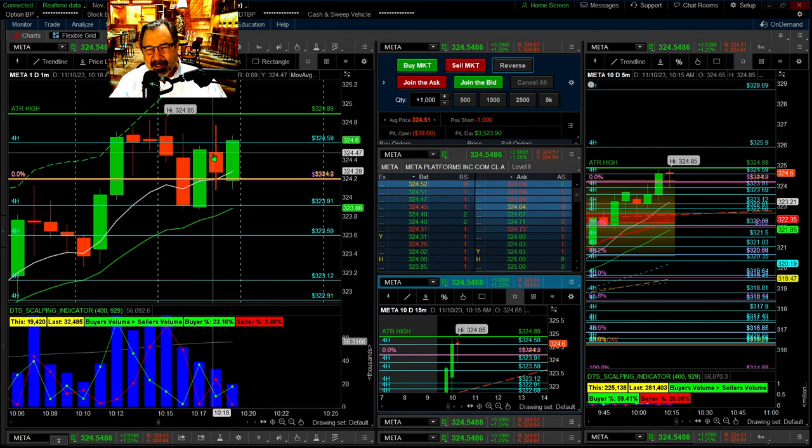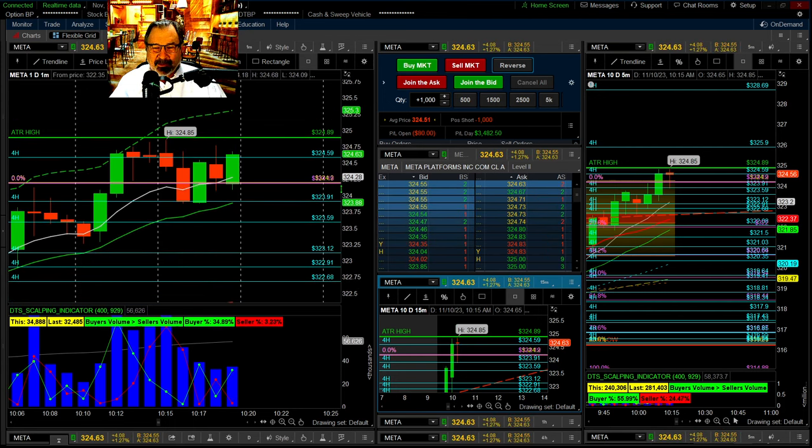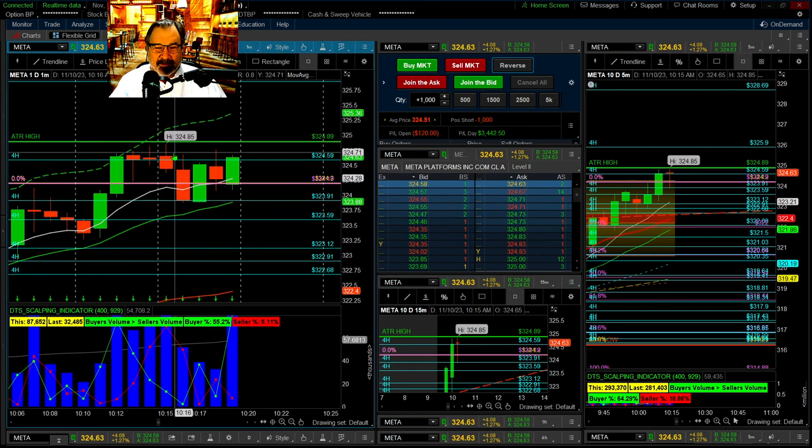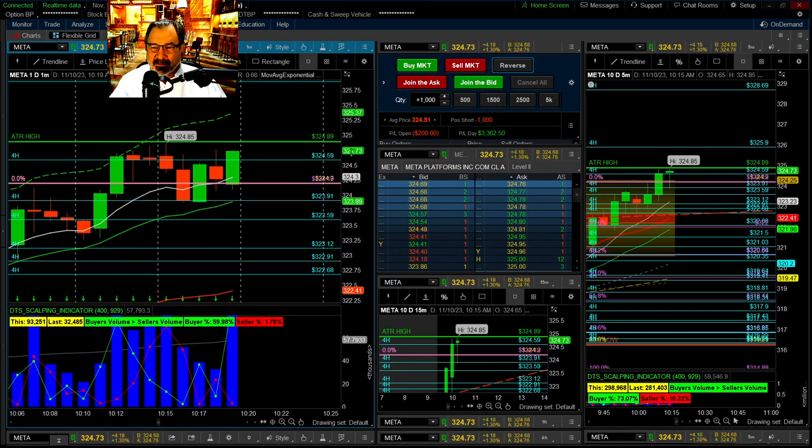But anyway, I started to look over here like maybe I shouldn't. And now these are turning green. So that was stupid. Whatever. Look at this 4 hour being respected here. It wants to break that ATR, guys. Man.